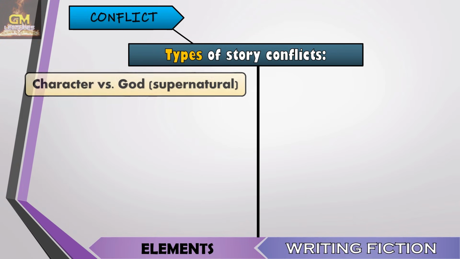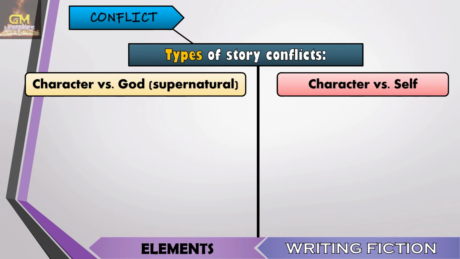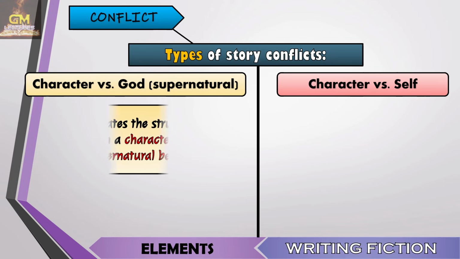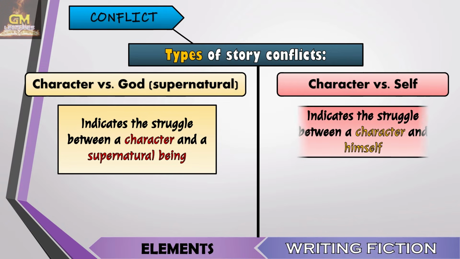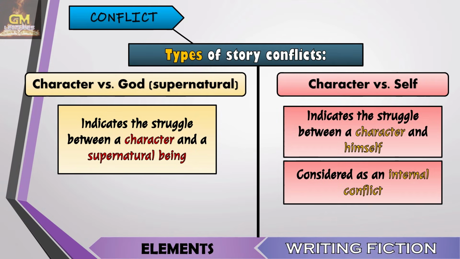And lastly, we have character versus God or the supernatural, and character versus self. Character versus God or the supernatural indicates a struggle between a character and a supernatural being, while character versus self indicates a struggle between a character and himself or herself. It is also worth noting that while the other conflicts that have been presented earlier are considered to be external conflicts, character versus self is considered as an internal conflict.